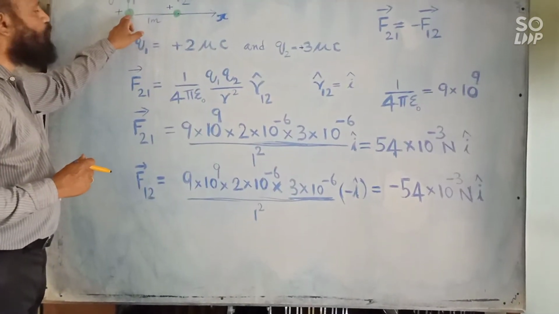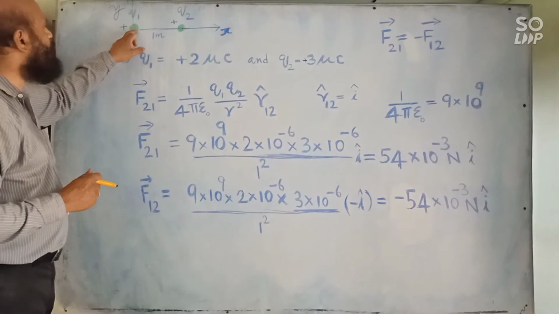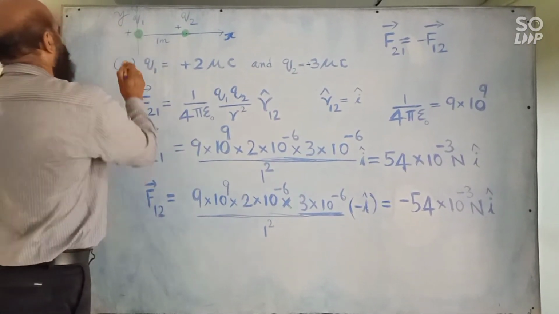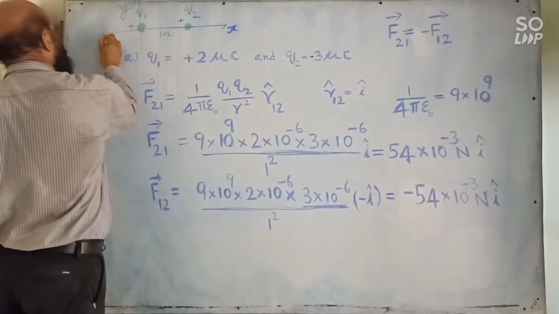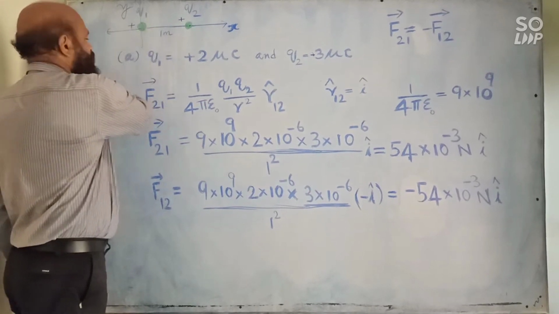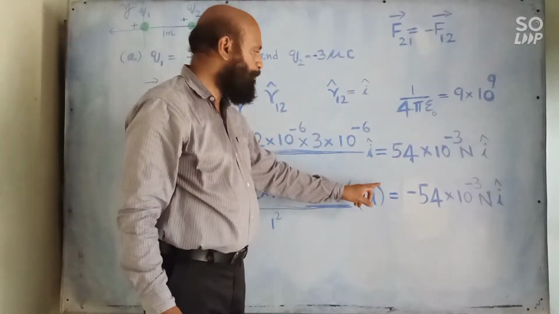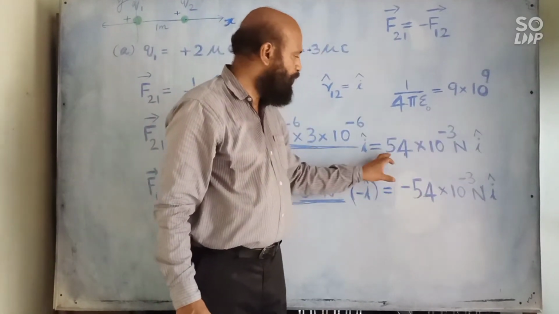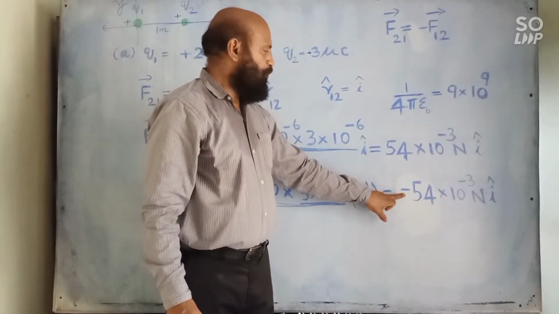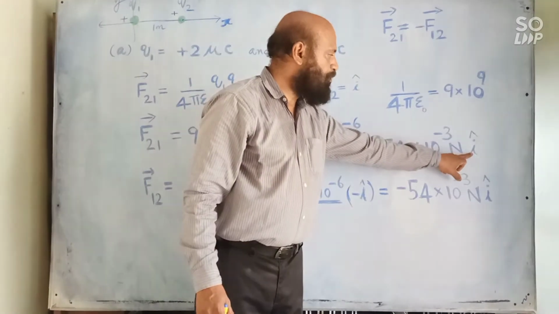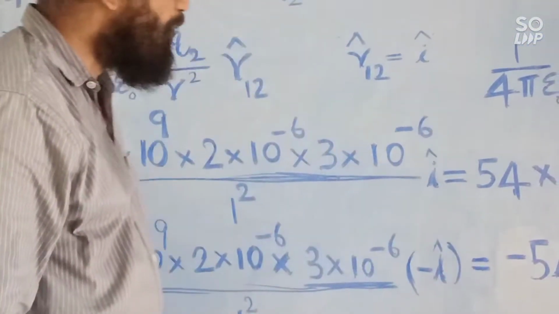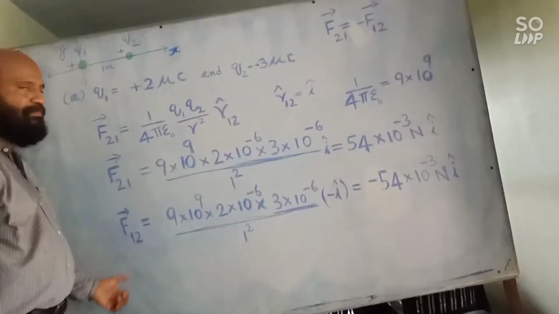Positive, positive. So the force experienced by the first charge is along the negative x-axis. Positive, positive repulsion, it will be along the negative x-axis. That is why instead of I cap, now it is minus I cap. So the magnitude is the same, only the direction is different. This is along the positive x-axis. This is along the negative x-axis.